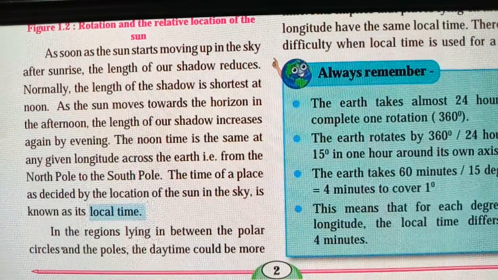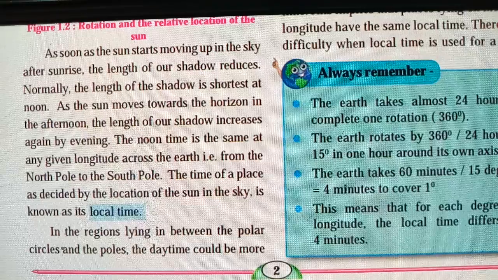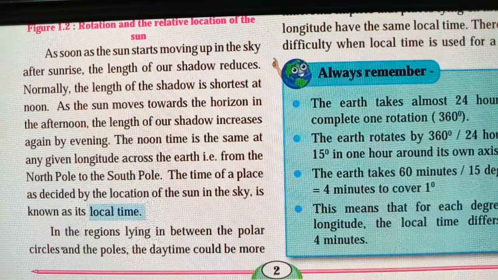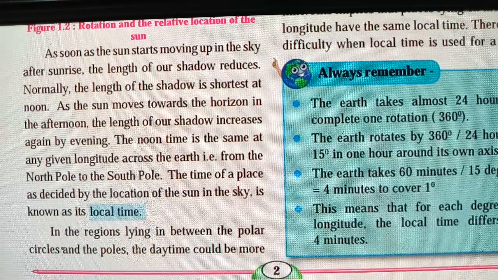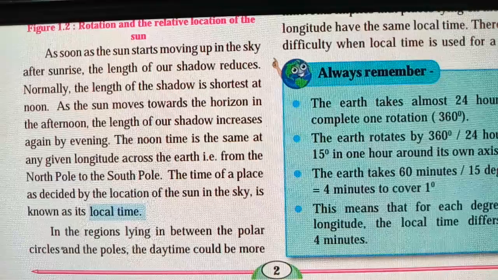As soon as the sun starts moving up in the sky after sunrise, the length of our shadow reduces. So जितना sun rises होता है उतना ही हमारा shadow क्या होता है, कम होता है. We are having shadow reduces because of the sun rises. Normally the length of the shadow is shortest at noon. So the length of the shadow of the sun is shortest as compared to the morning shadow.